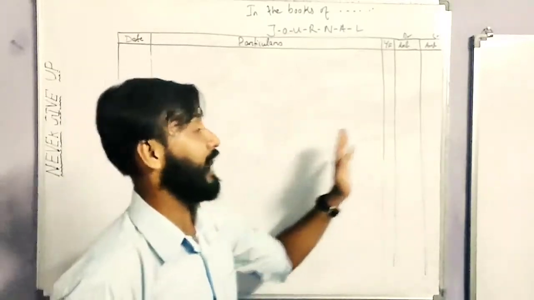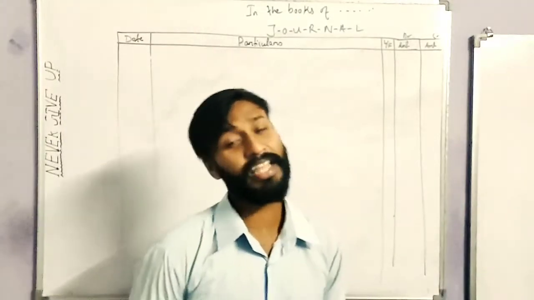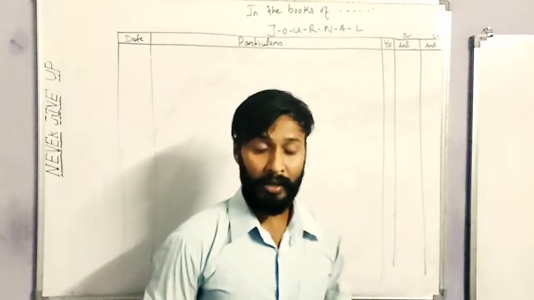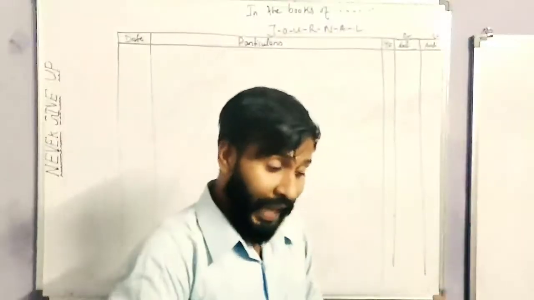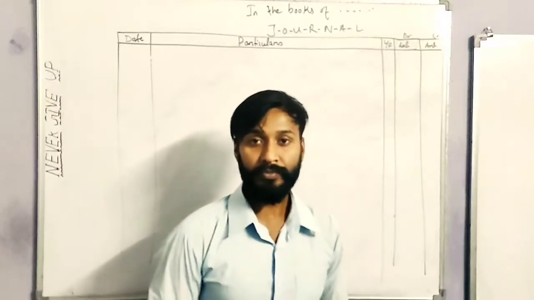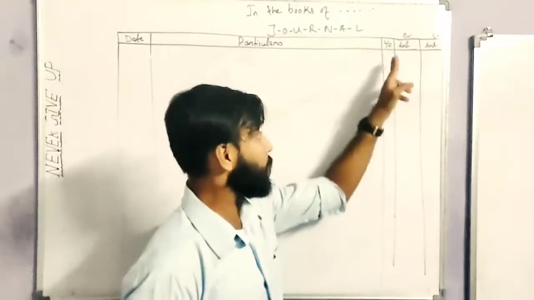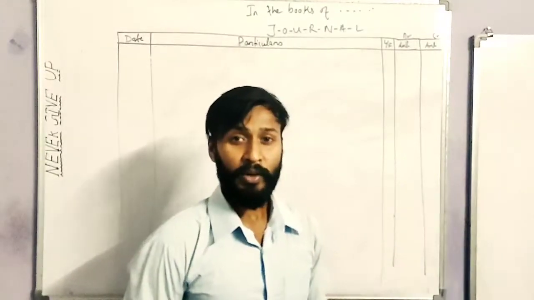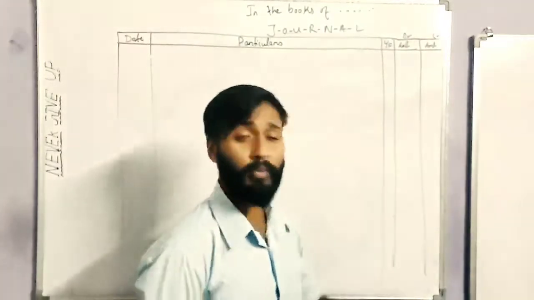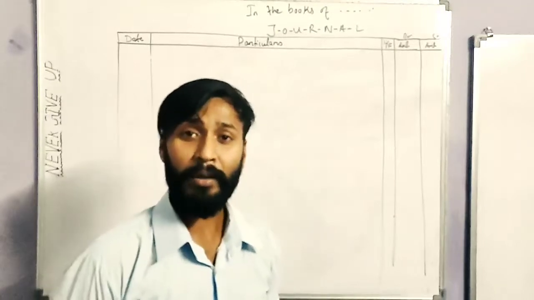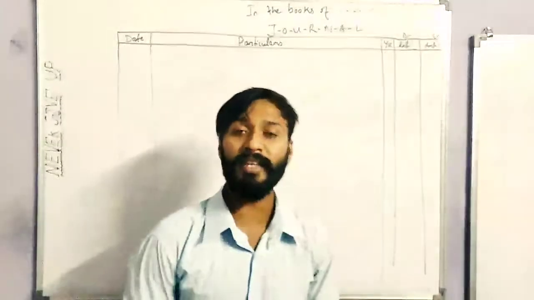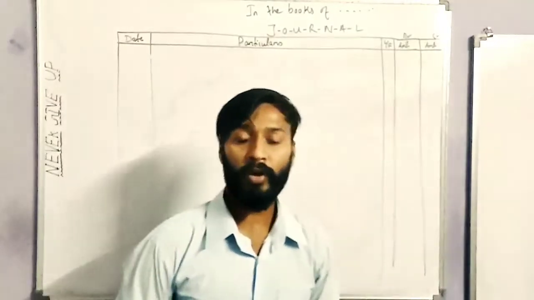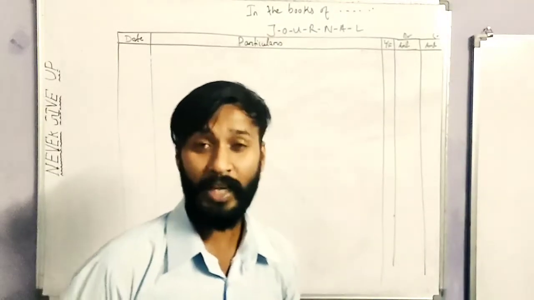Next comes the LF column. LF means what? Ledger folio. After journal, the next step is ledger. So we have to prepare one ledger column, that is called ledger folio. Though this column will remain empty, we still have to open it according to the format.